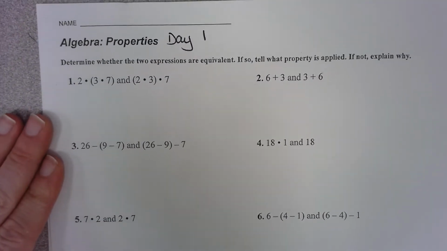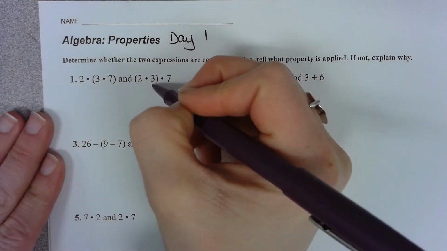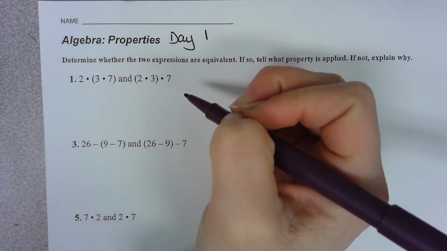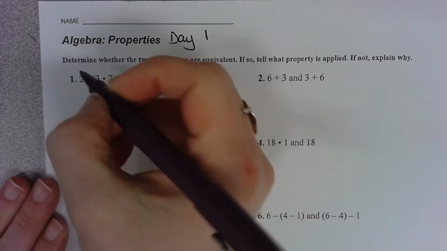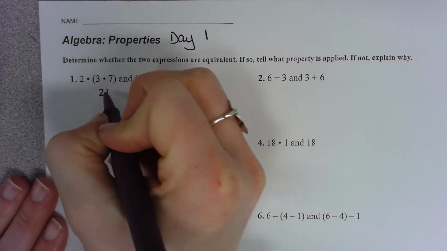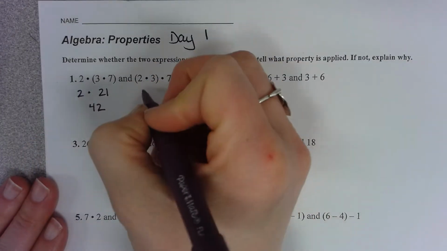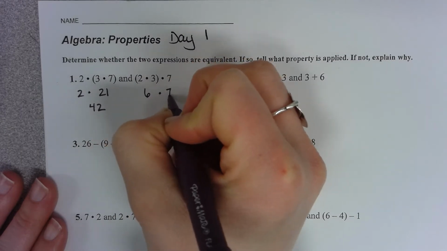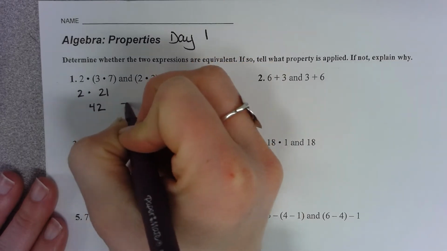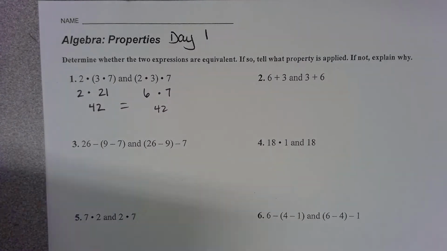So let's solve number 1. Okay, number 1 is saying 2 times the group of 3 times 7 and the group of 2 times 3 times 7 is equal to each other. So we're going to assume that these are equal to each other. So I know that 3 times 7 is 21. 21 times 2 is 42. I know that 2 times 3 is 6. 6 times 7 is 42. Well, these are equal to each other.